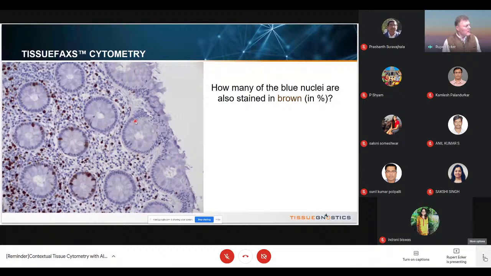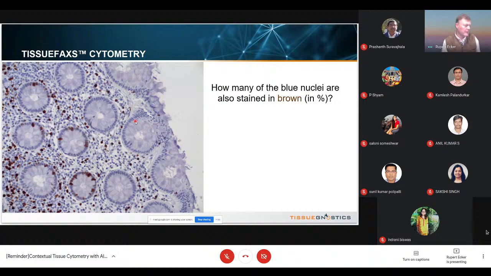This is, for example, important in tumor diagnostics, in oncology, and this is used as the so-called proliferative index. Now, normally people look at this and estimate and may say, 10% or 30% of cells are brown positive, so are proliferating.